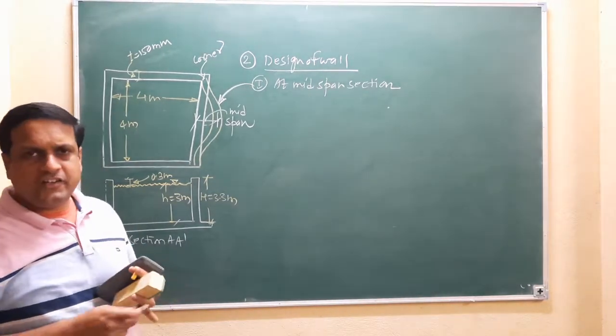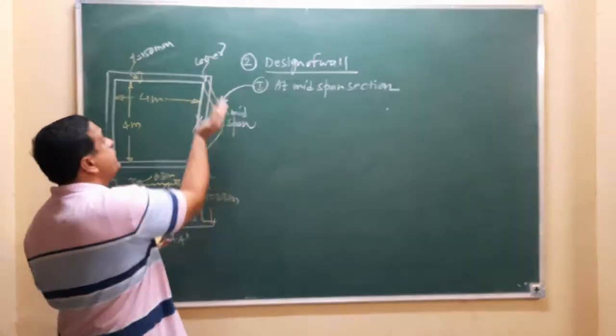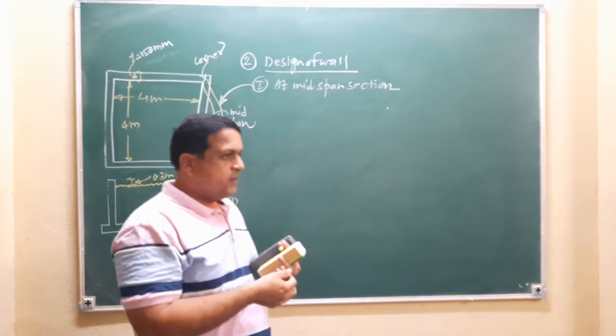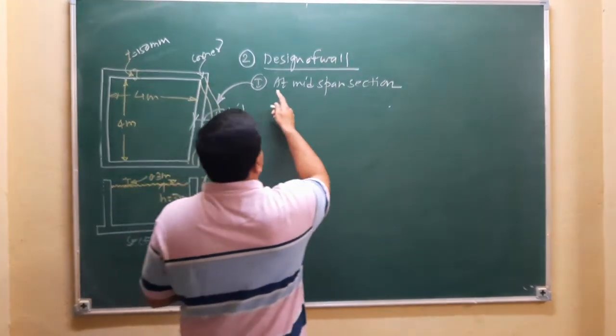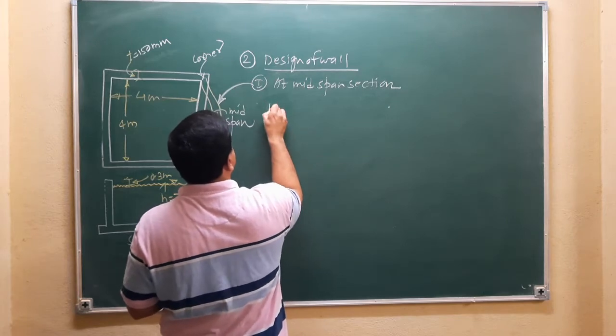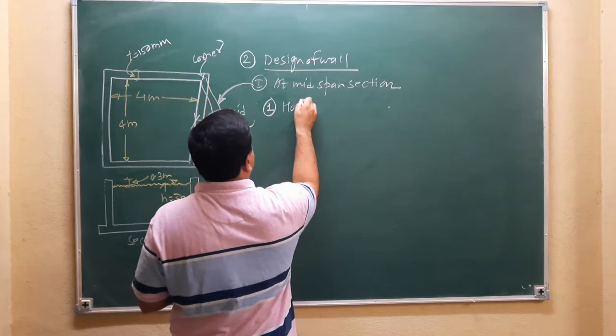And at corner section, once you design this wall, the same design you have to follow for this wall. There is no need to design another wall, because this is a square tank. So design of wall at mid span section. In that, first, step number 1: what is the hoop tension?